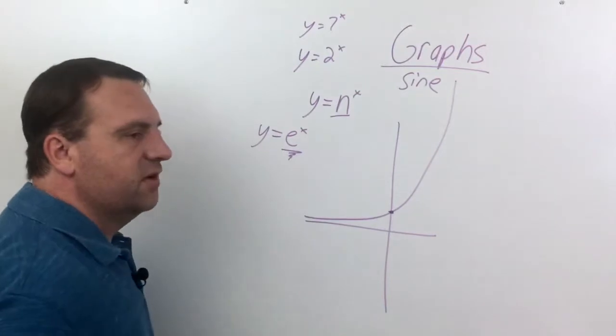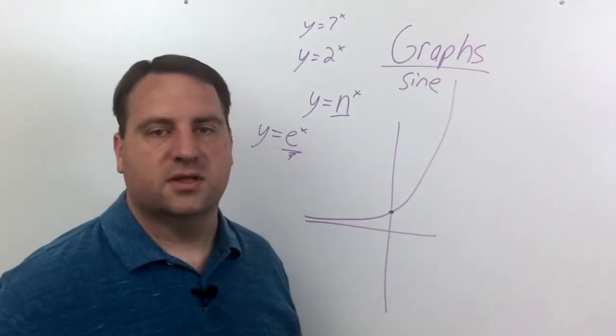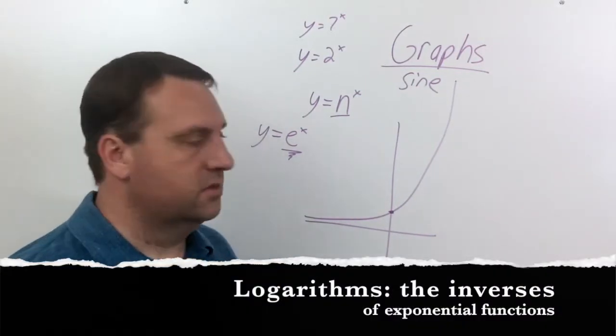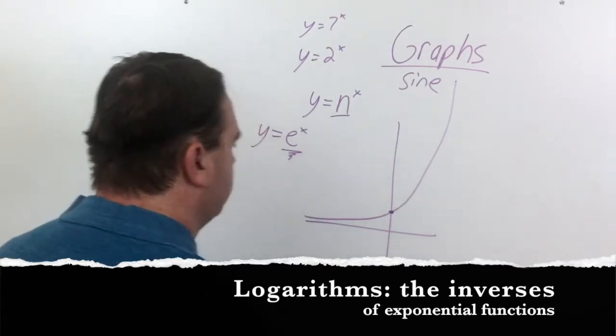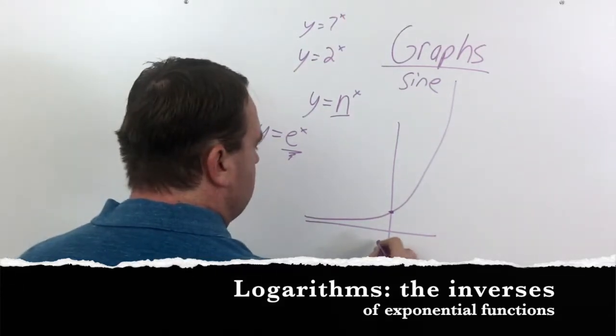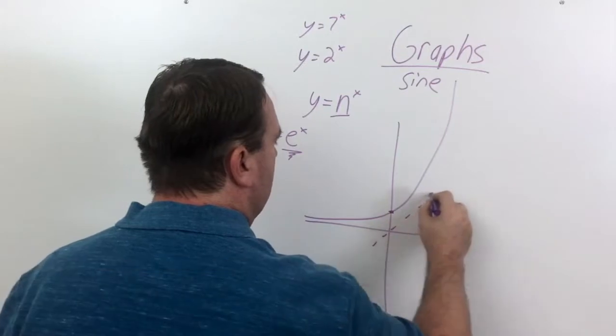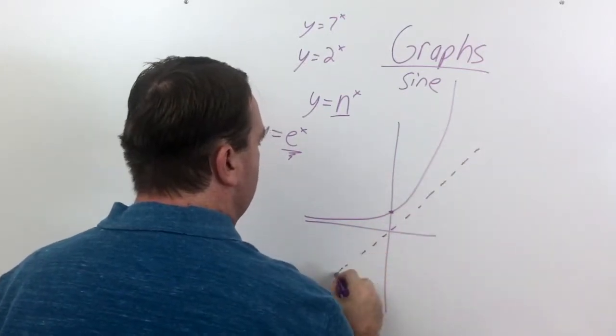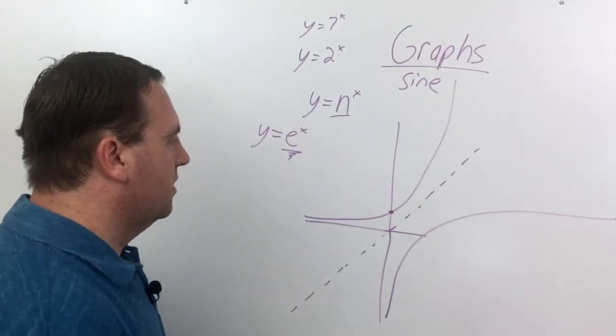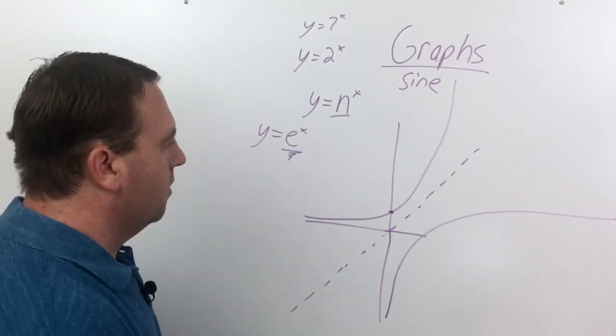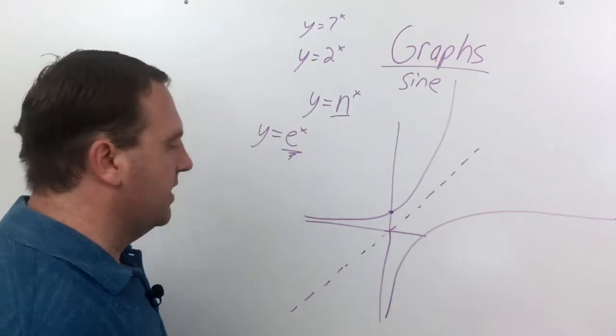Now the inverse function to an exponent is the log function. And so the log, again, is what happens if I just reflect this over the y equals x axis. And so it is simply the reflection over the y equals x axis.